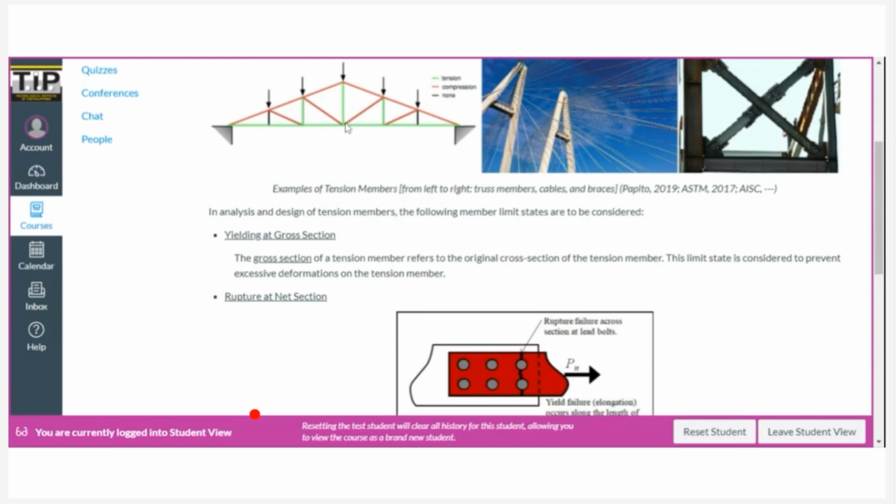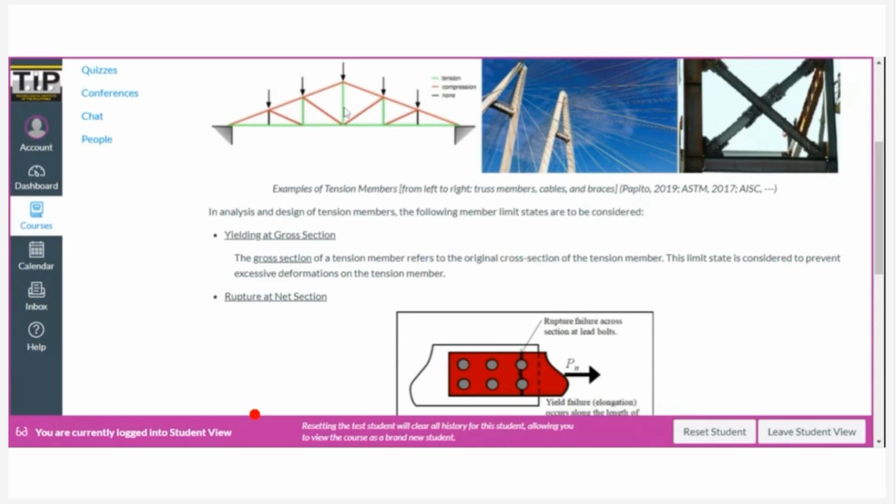So meaning, if this yielded, it will actually show more deformation. And we do not want that. Okay. So this limit state is considered to prevent excessive deformations on the tension member. So ayaw nating mag-deform ng husto itong part na to, the part with no connection.